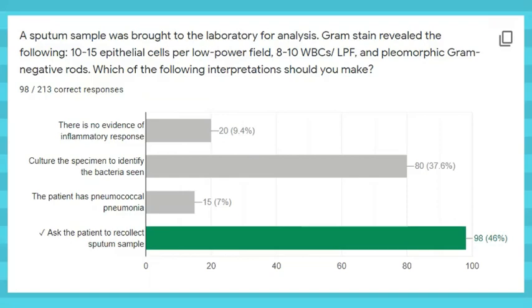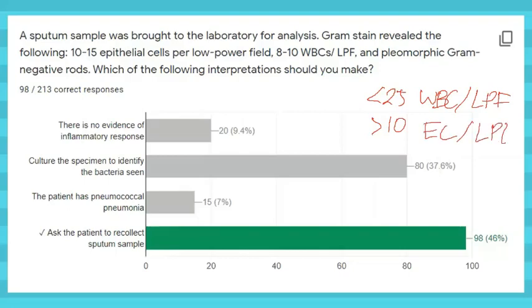Now, when we are collecting sputum samples, the most important consideration is that we should be able to collect sputum, not saliva. So how do we differentiate sputum from saliva? By looking at the epithelial cells as well as the WBCs. If we have fewer than 25 WBCs per LPF or low power field, and we have more than 10 epithelial cells, we are most likely looking at a sample which is saliva. So if this is saliva, we have to reject the specimen.